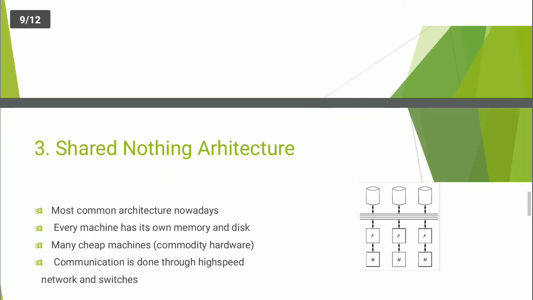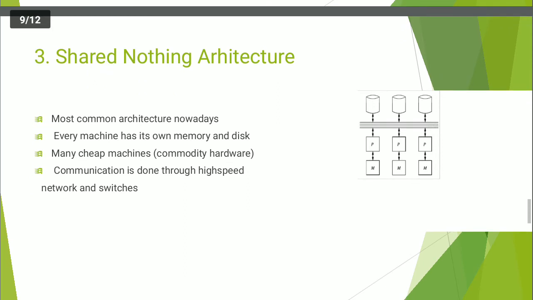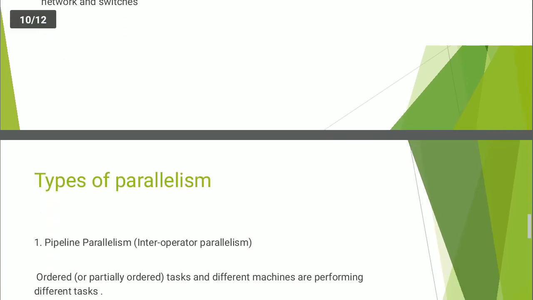The third one is shared nothing architecture. This is the most commonly used architecture nowadays. Every machine has its own memory and its own disk. Many cheap machines, that is commodity hardware, are used to make this architecture. Communication in this type of architecture is done through high-speed networks and switches.